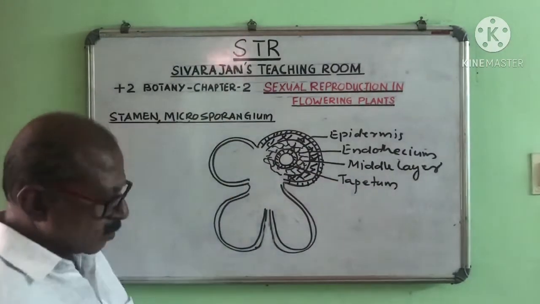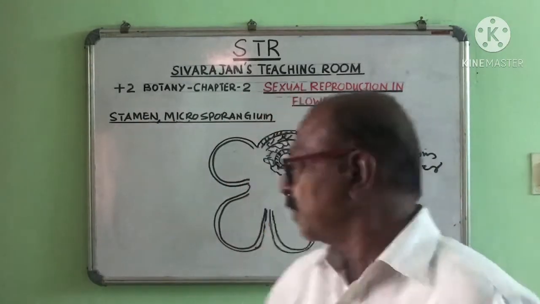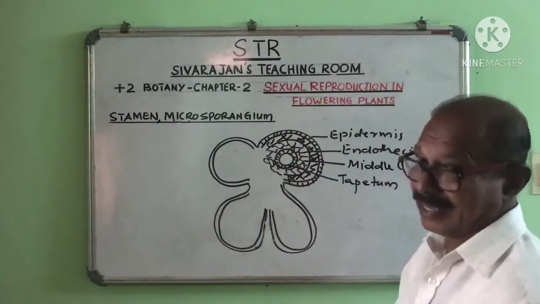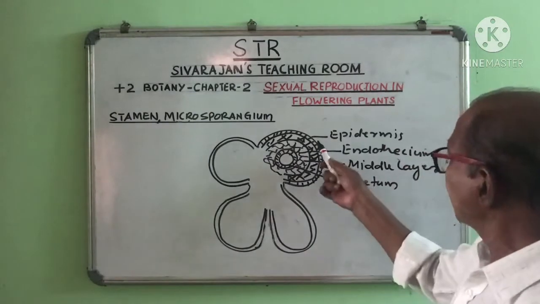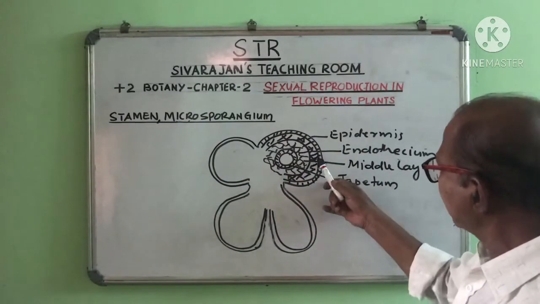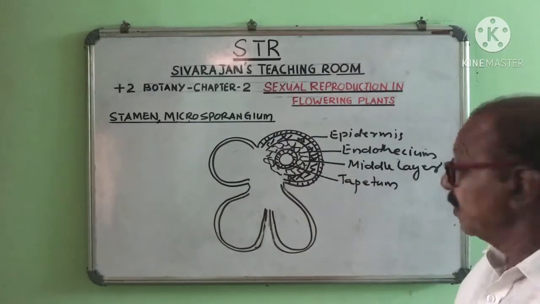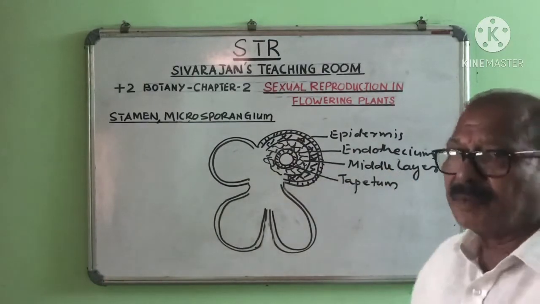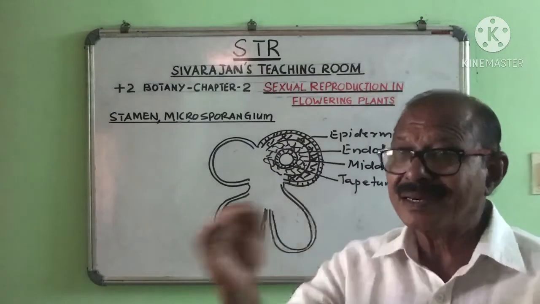So what is the structure of microsporangium? This microsporangium has got 4 wall layers. The outermost layer is the epidermis. So this is the epidermis. And the second layer is called endothecium. Epidermis and endothecium are made up of 1 layer of cells.